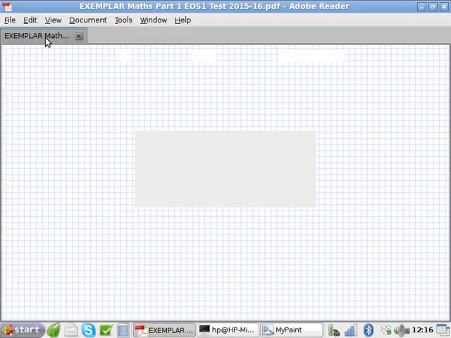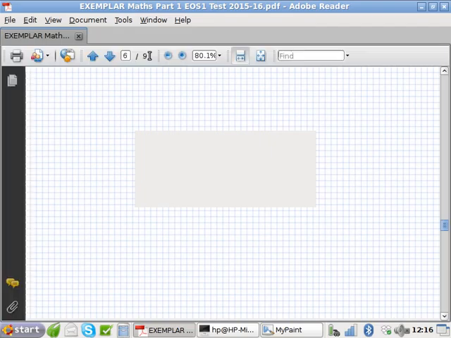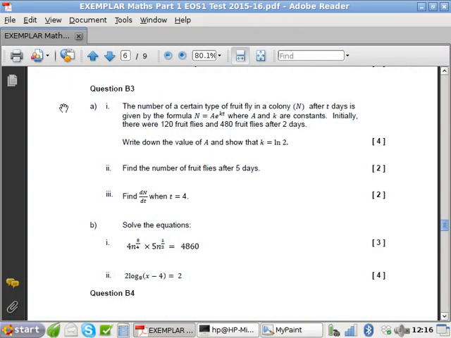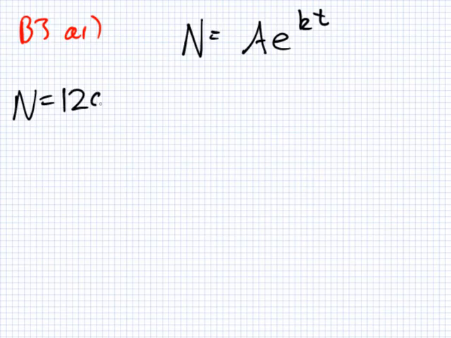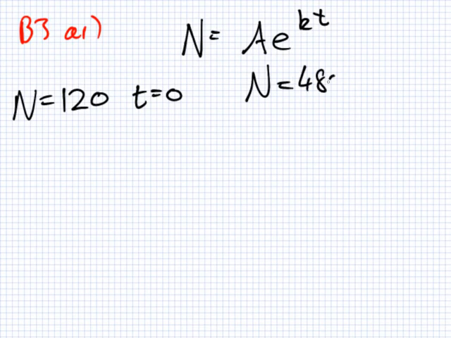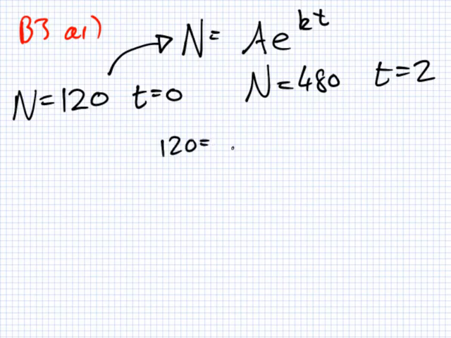So, question B3, part A, part 1. You have the number of flies is A e^(kt), and you're told that the number of flies at the beginning was 120, and that's when the time is 0. Two days later the number of flies is 480. If I put the first value in, I get 120 equals A e^0. So A is 120.